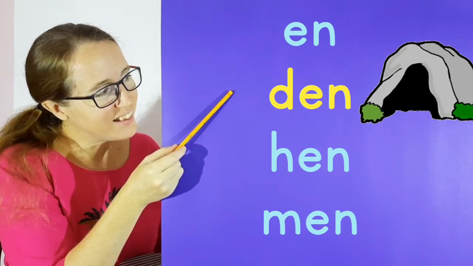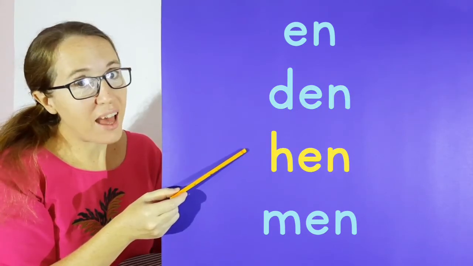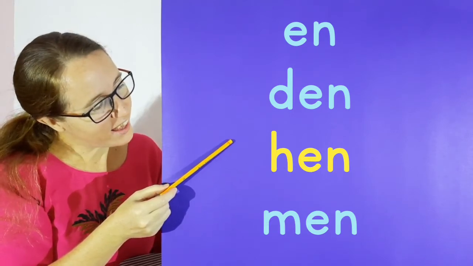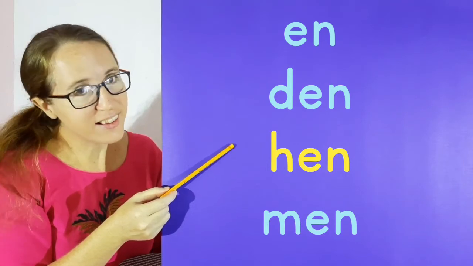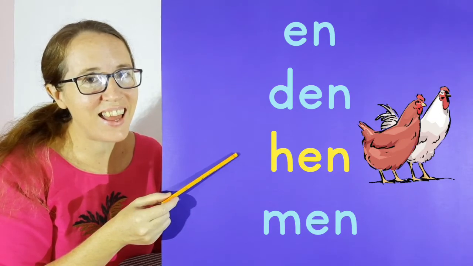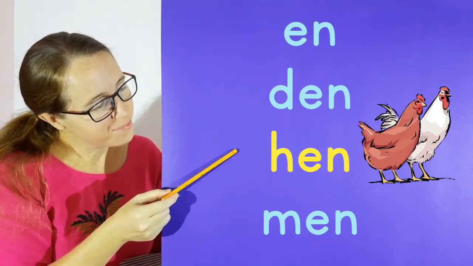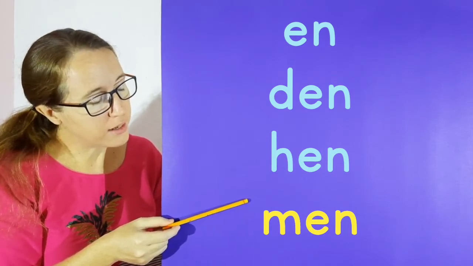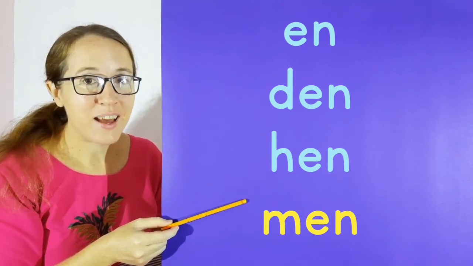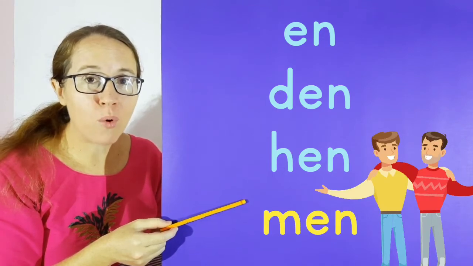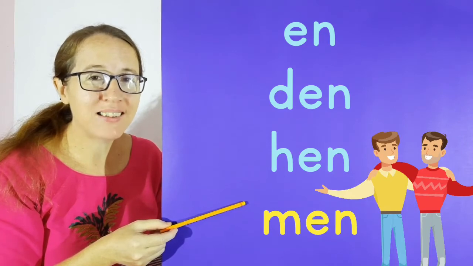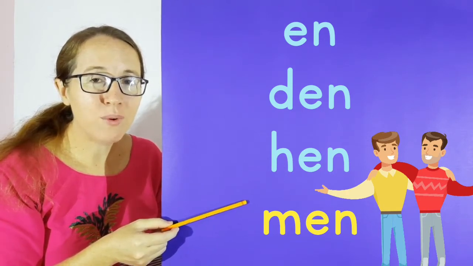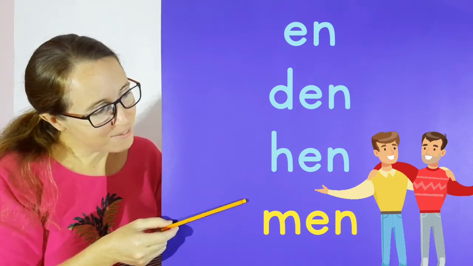D-en, den. What is the sound of H? H. H-en, hen. You know a hen? A hen gives us eggs. What is the sound of M? M-en, men. Men is when we have more than one man. We have one man, but two men, or three men, or 10 men. When there is more than one man, we say men. Very good.